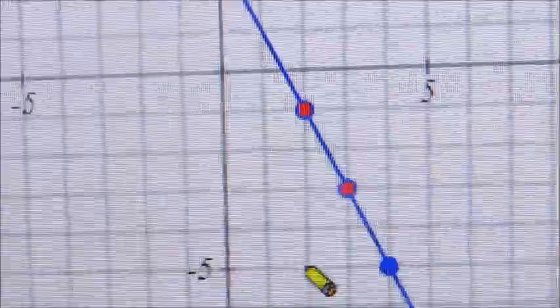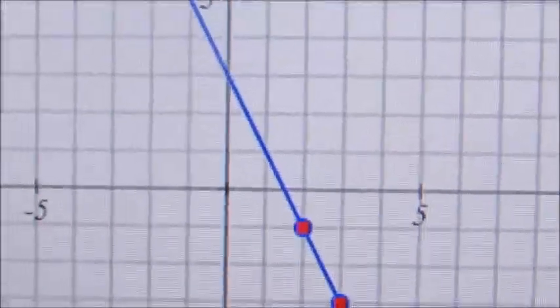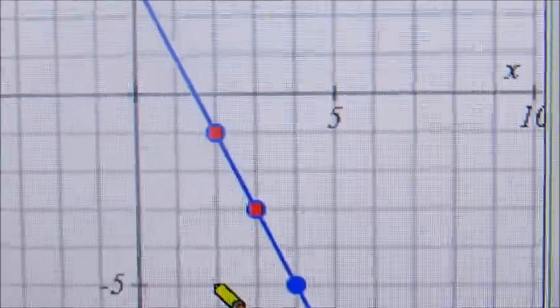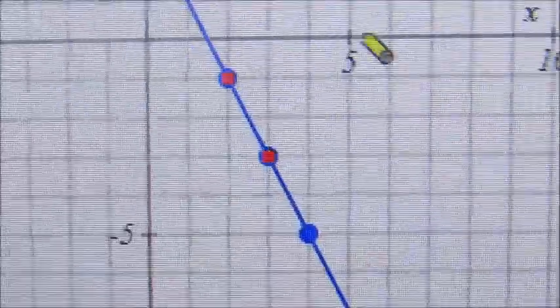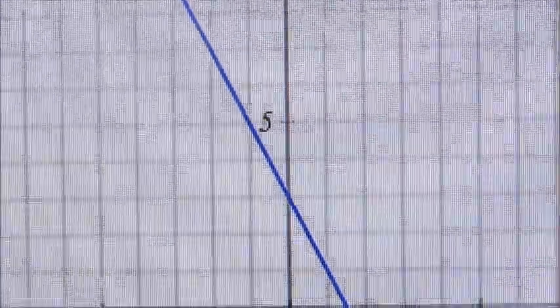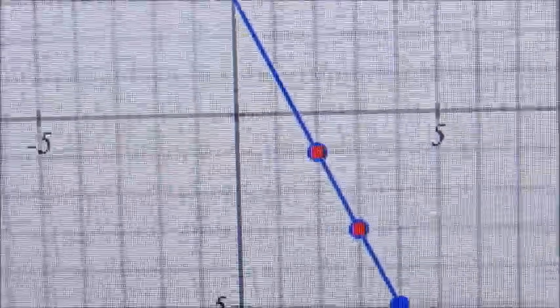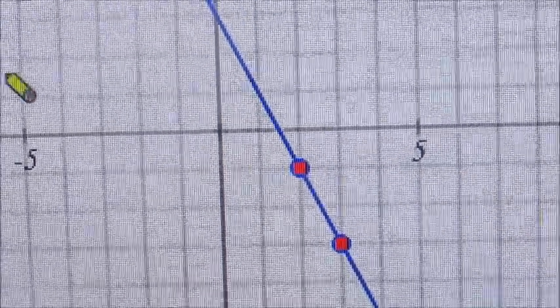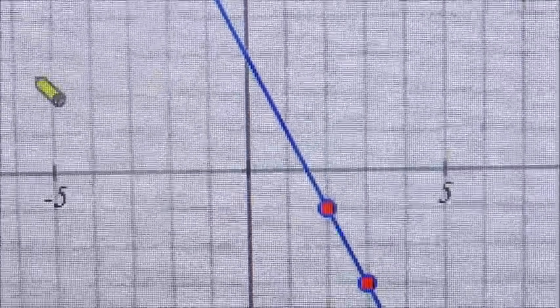And that's why I stressed that. Make sure you understand, when it's a positive slope, it's going to go up from left to right. If it's a negative slope like this one is, it's going to go down from left to right. If it's undefined, straight up and down. If its slope is 0, straight across.